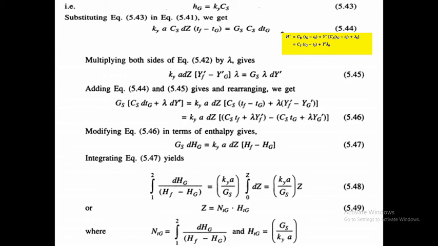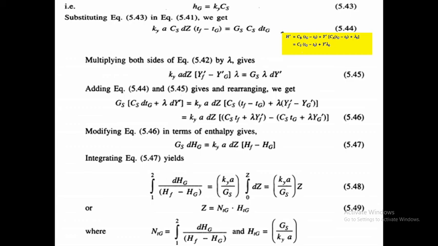So what is the enthalpy definition? On the right side, the yellow color box indicates the enthalpy formula. H dash is equal to Cb into Tg minus T naught plus Y dash into Ca into Tg minus T naught plus lambda naught. Final expression: H dash is equal to Cs into Tg minus T naught plus Y dash into lambda naught. What is T naught? T naught is 0 degree Celsius. So the final expression is H dash is equal to Cs into Tg plus Y dash into lambda naught.